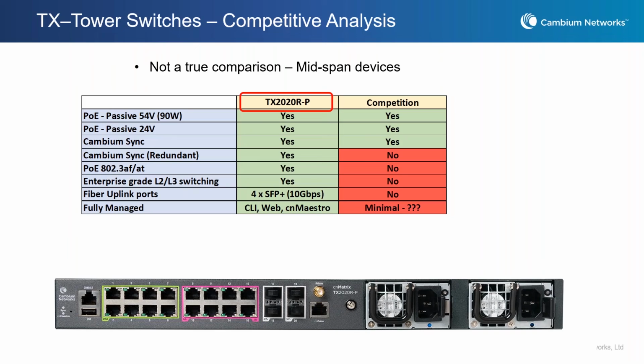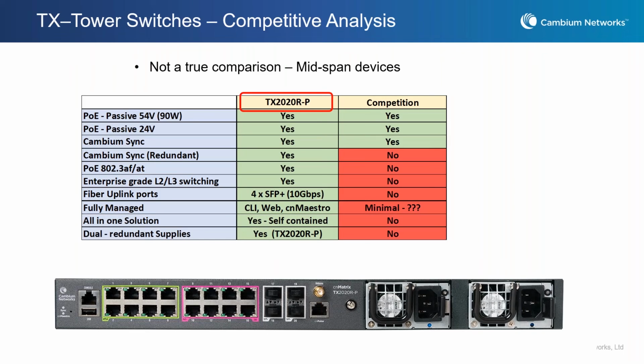A full-blown L2, L3 enterprise grade switch, that's what the TX family is. The competition is not. It's just a mid-span device. If you want fiber uplink ports, we have 4 10 gig uplinks. The competition does not. Fully managed, especially if you consider something as comprehensive as cnMatrix, we have it. The competition does not. An all-in-one solution, right? Fully integrated solution. That's what I've been talking about during this whole presentation. We have it. The competition does not.